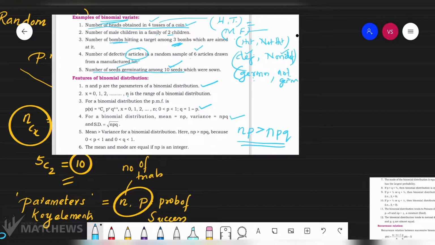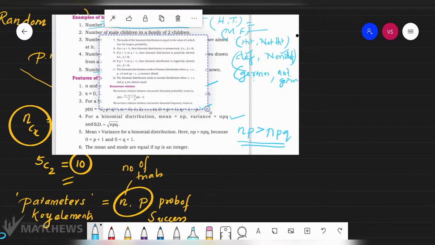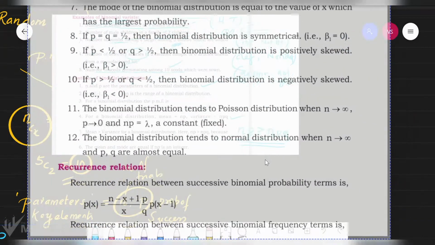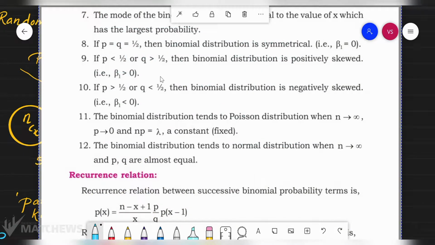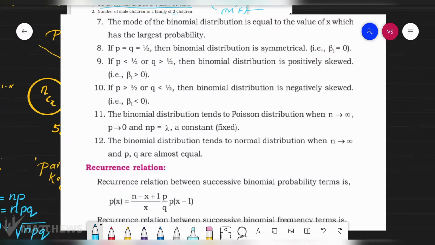One more thing that you need to always remember: these are some of the points. The first thing is the mode of the distribution. The mode of the binomial distribution is mentioned here. The mode of the binomial distribution is equal to the value of x which has the largest probability. Whichever x value has the largest probability, that value itself is the mode.